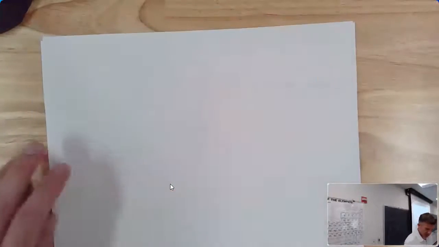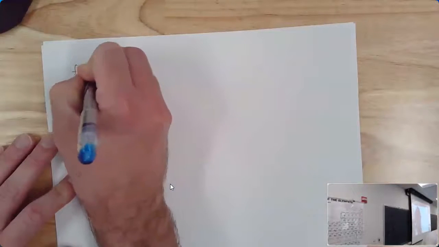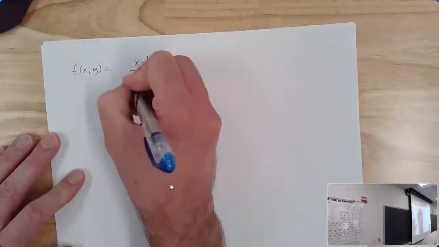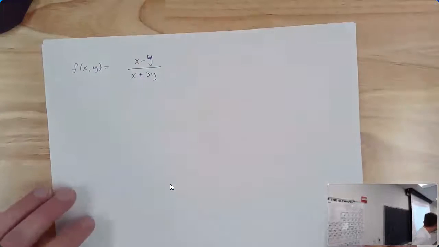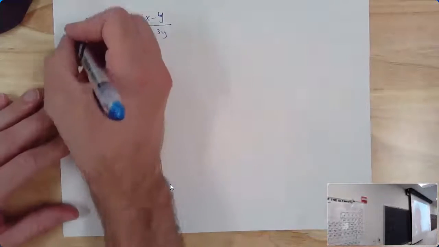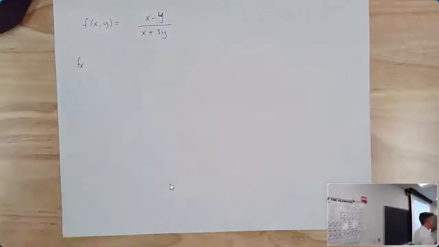Well, let's say our function is f of x, y equal to (x minus y) over (x plus 3y). We want to find some partial derivatives. So let's go ahead and find f_x. It does get to be a very routine calculation, right? You're not doing anything that special. You're just pretending like, in this case, y is a constant. I'm still going to use my normal derivative rules. I'm just thinking of one extra tiny little piece here.